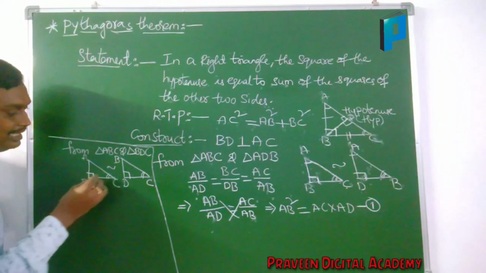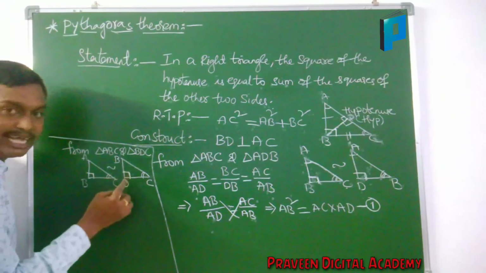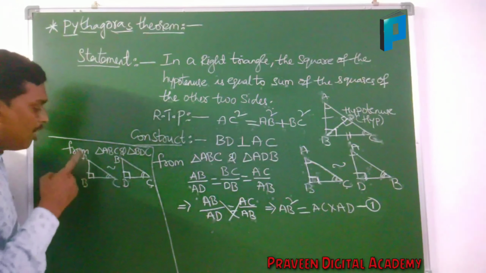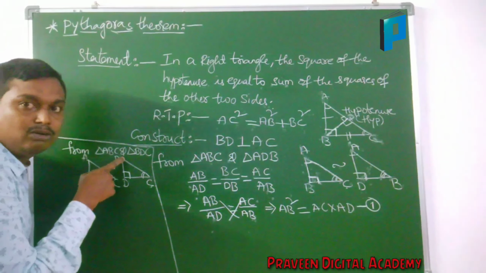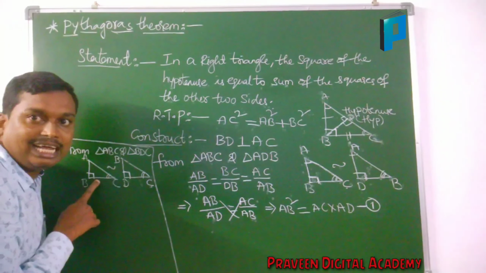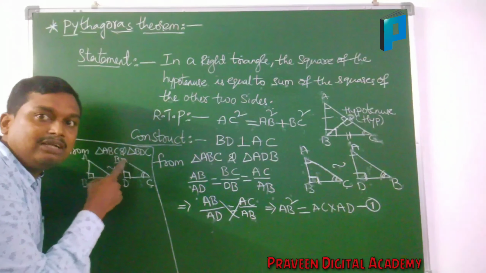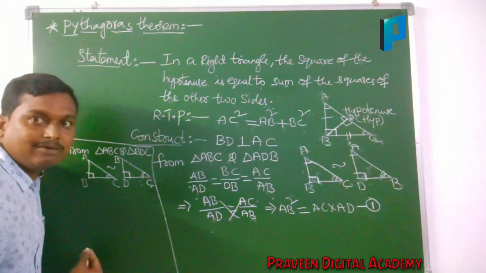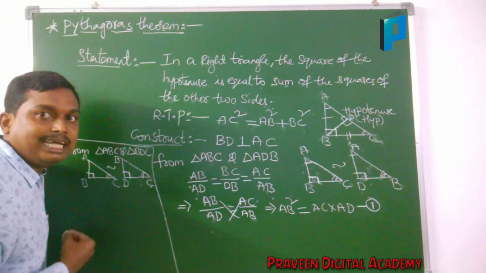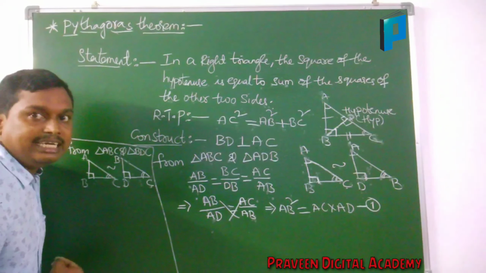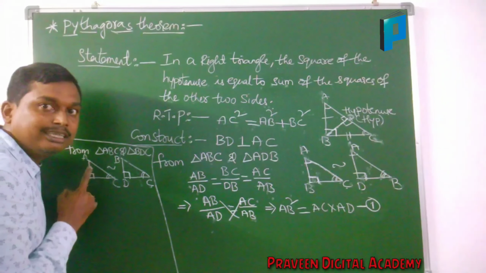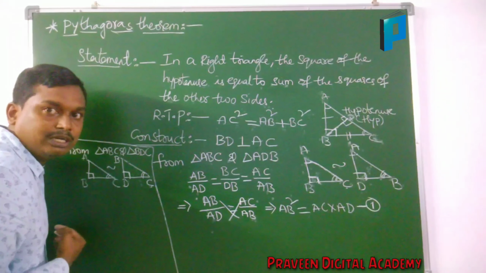Why? Because this angle B is equal to angle D we got. Angle C is equal to angle C we got. Obviously A should be equal to B. Why? Because if two angles of a triangle are equal, the third one is also equal by the AA criteria, or you can say AAA criteria. Here, if the two triangles are similar, then the ratios are proportional.